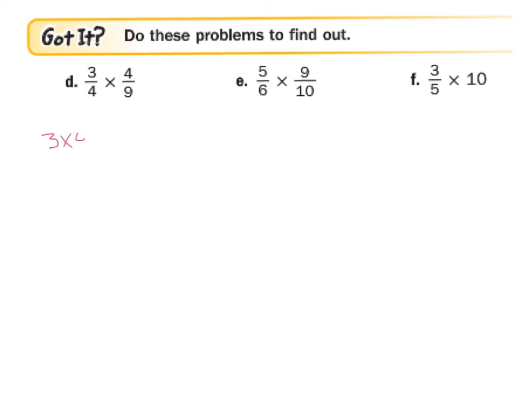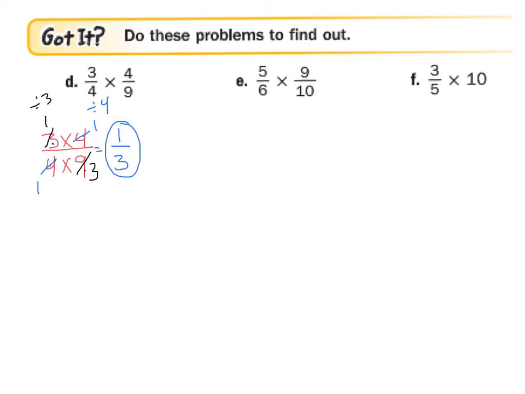3/4 times 4/9 will be 4 times 9 down here. So looking at them, the 3 and the 9, I can divide them both by 3. So 3 divided by 3 is 1, and 9 divided by 3 is 3. But I also notice that 4s, we can divide them both by 4. So 4 divided by 4 is 1, and 4 divided by 4 again is 1. So 1 times 1 is 1, and 1 times 3 is 3. So my final answer is 1/3.